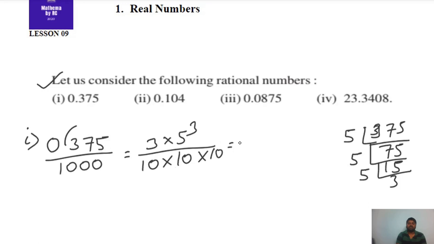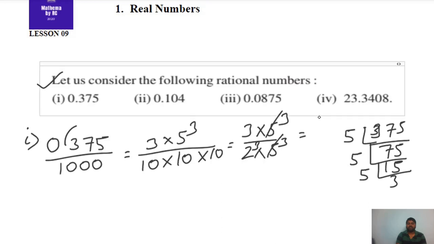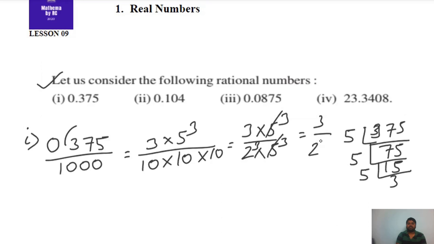we get 3 into 5 cube over 2 cube and 5 cube. So 5 cube cancels, therefore we get 3 by 2 cube.